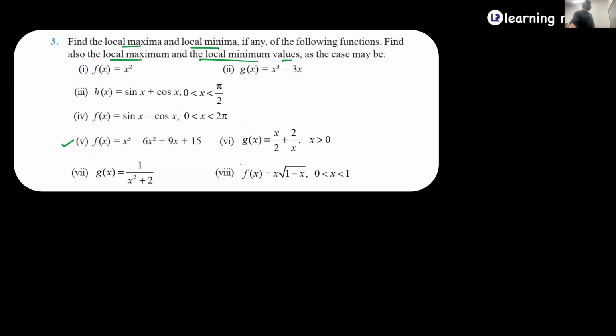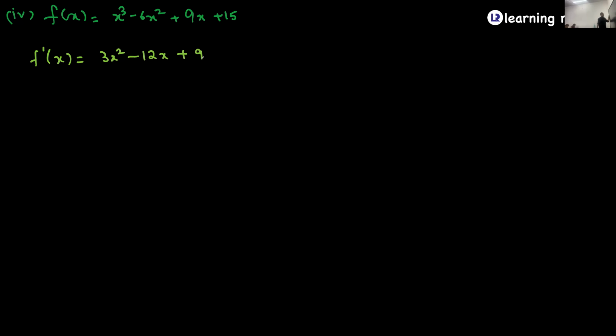It is x cube minus 6x square plus 9x plus 15. Okay, x cube minus 6x square plus 9x plus 15. So what is f dash of x? It is going to be 3x square minus 12x plus 9.